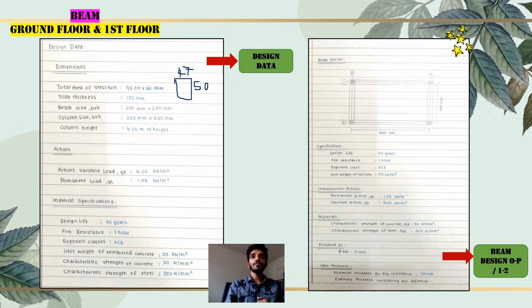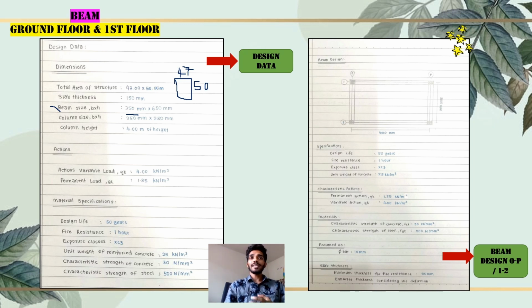Slab thickness is 150 millimeters, which equals 0.15 meter. When we want to convert millimeters to meters, we have to divide by 1000. Now let's move on to the beam size. Beam size can be simplified as B times H. So what is B? B's value is 250 mm, and H is equal to 650 mm.